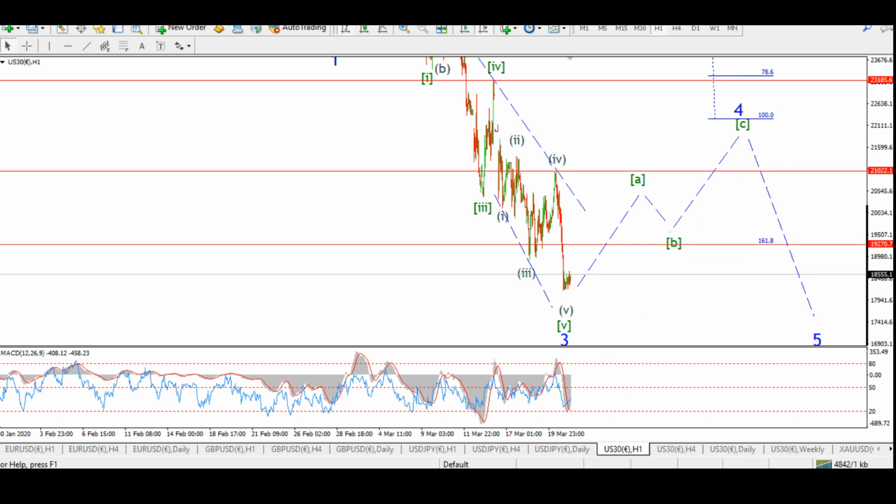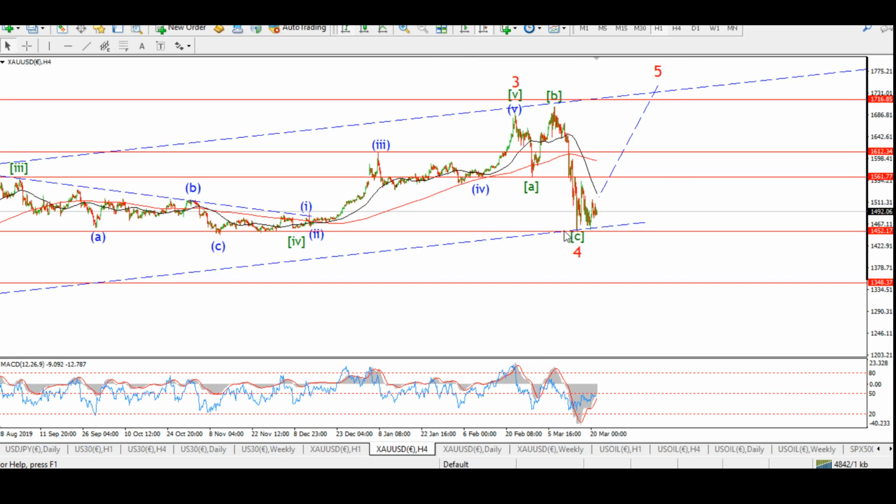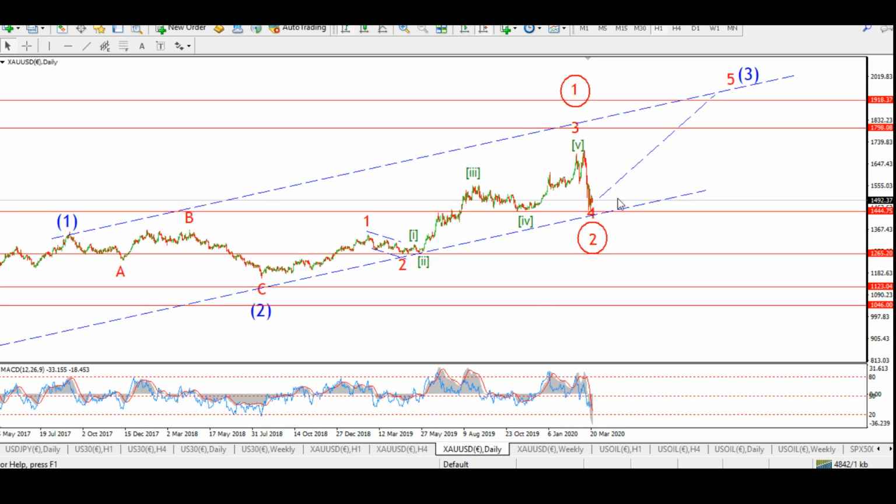Okay, let's get into gold. Gold has been my disappointment over the last few weeks. I still think we're bottoming in a fourth wave, or alternately, we could be bottoming in a second wave.